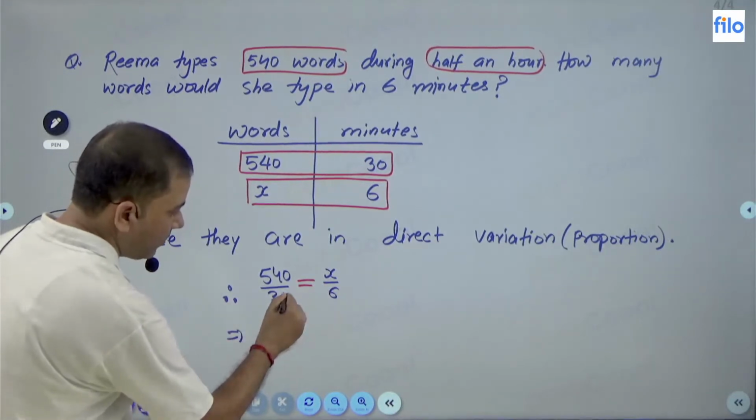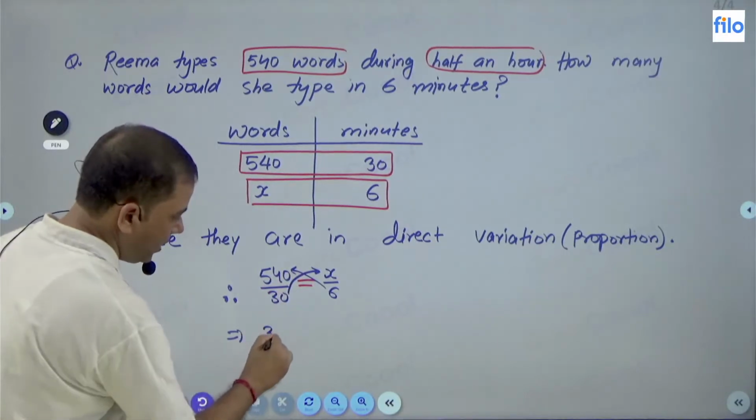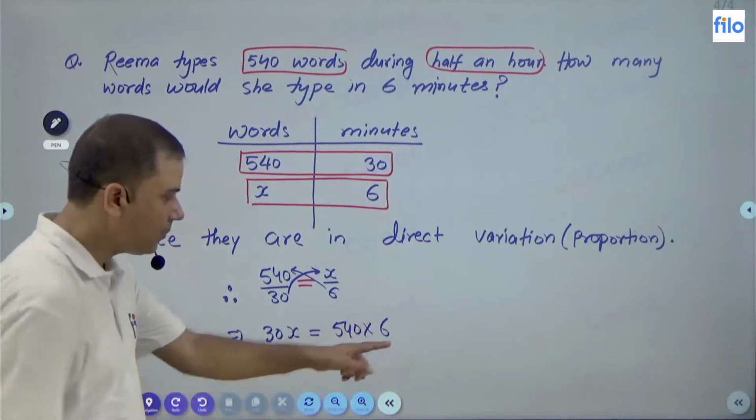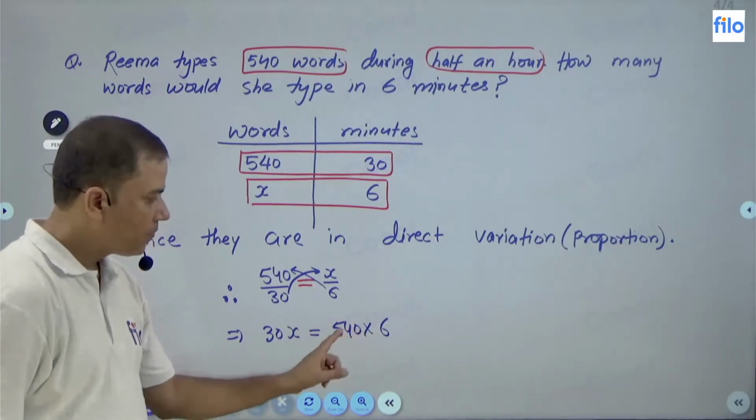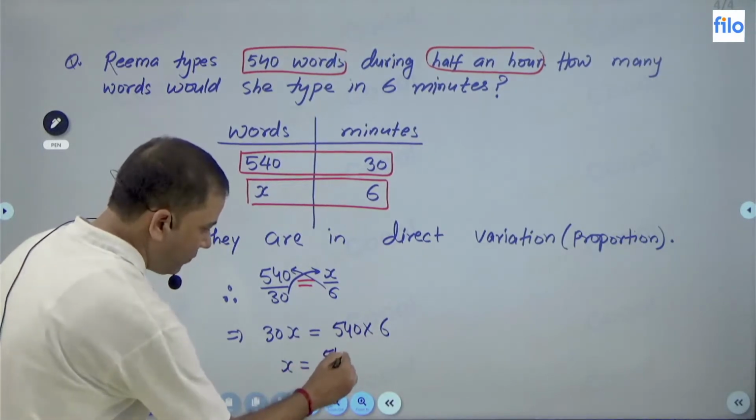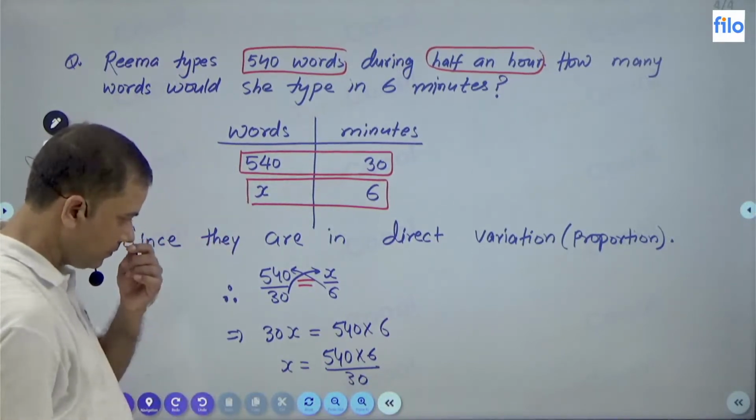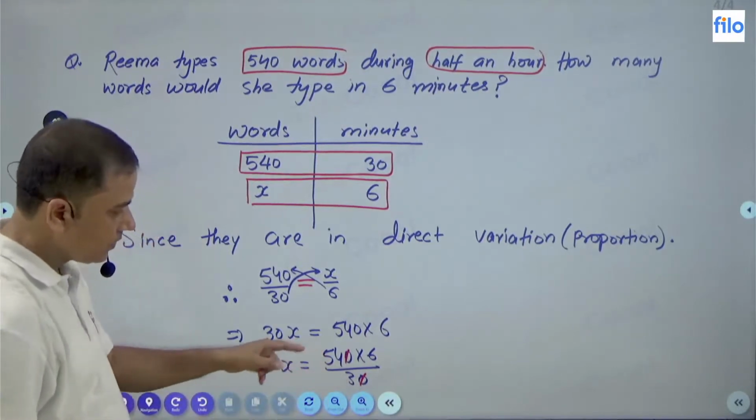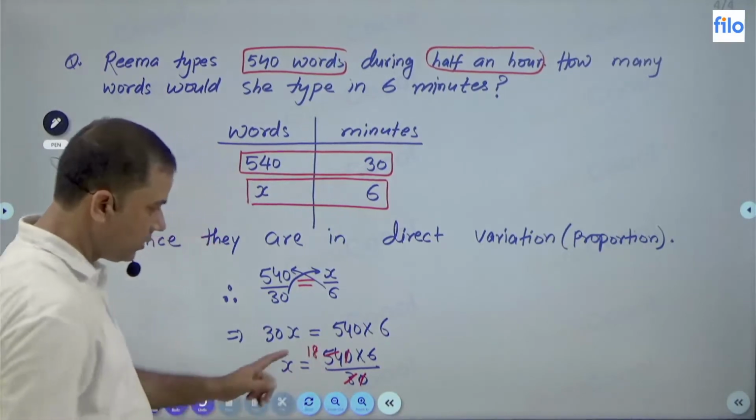So cross multiply: 30 into x, 6 into 540. 30 into x equals 540 into 6. Don't multiply them, keep it as it is. Don't multiply and make a bigger number. Keep it as it is because they are to be cancelled. x is equal to 540 into 6 divided by 30. 0 and 0 cancelled. 3 into 18 is 54. So 18 into 6.